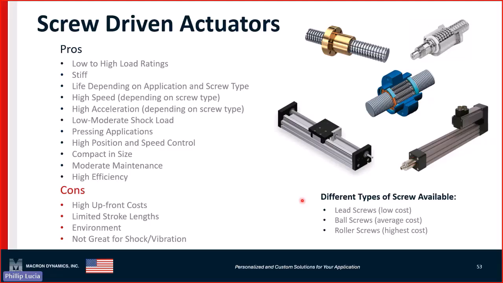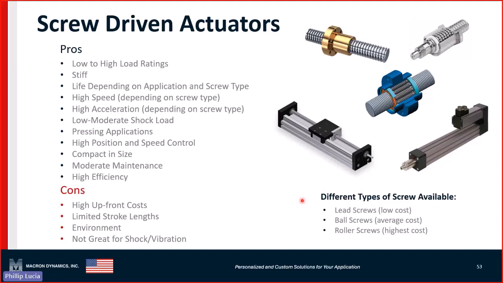There's a lot of these out in the industry. They have low to high load ratings and low to high cost. They're very stiff because they're mechanically coupled. There's metal to metal contact, so it's a stiff application for machine tool or pressing or those types of applications. Life is dependent on the technology. They can go high speed and do high acceleration in the roller screw and ball screw family. They're great for pressing. They do high position and speed control. They're relatively compact for the force they can create.